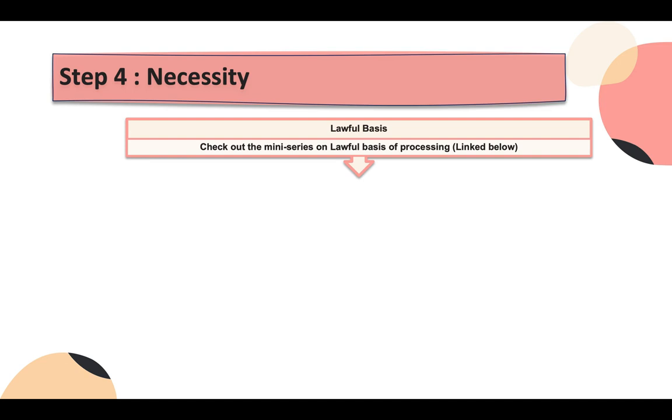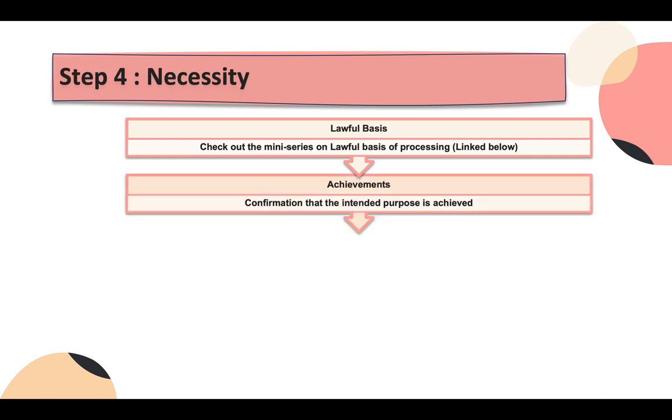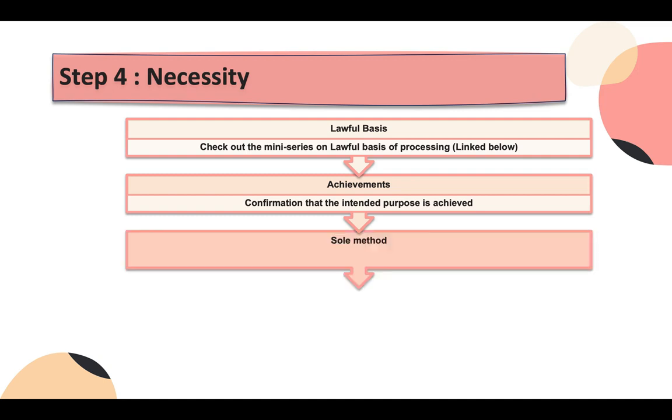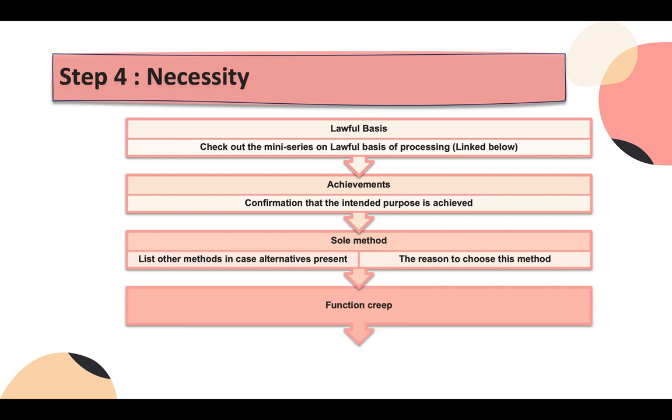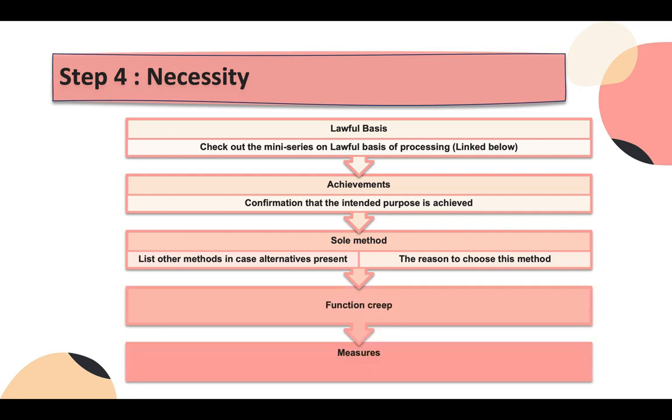The next question that should be addressed is whether the processing actually achieves your intended purpose. Then you must state that the processing intended is the only way to achieve the expected outcome. If there are other ways, they should also be mentioned wherever appropriate. Then you should talk about how you will prevent function creep. Finally, you must emphasize the measures taken to ensure data quality and data minimization.